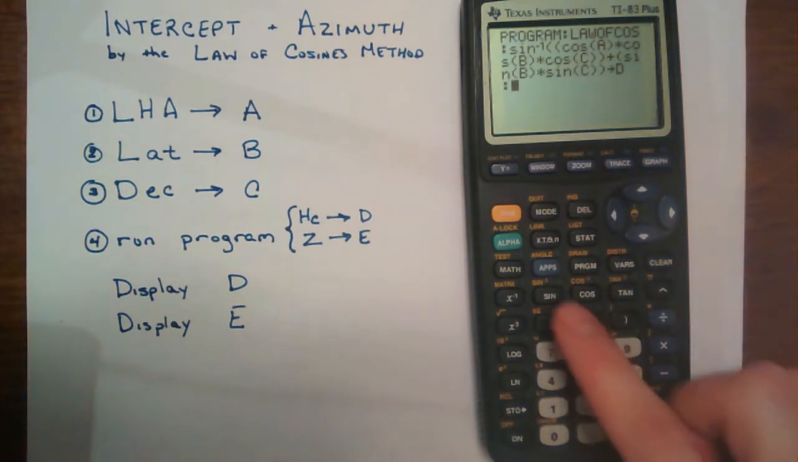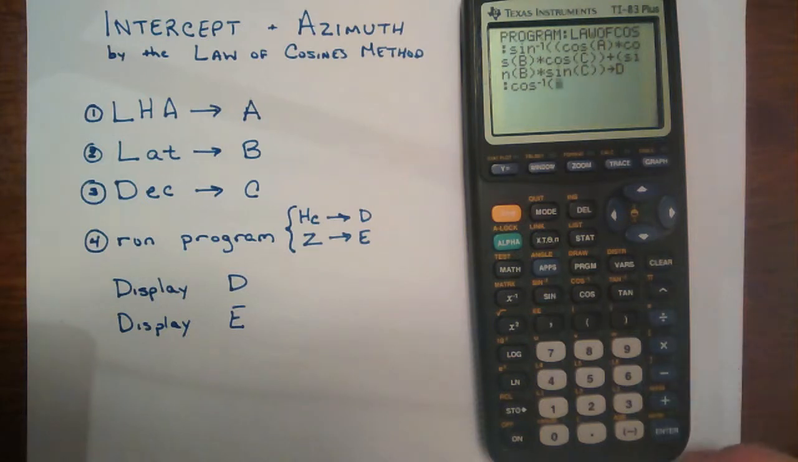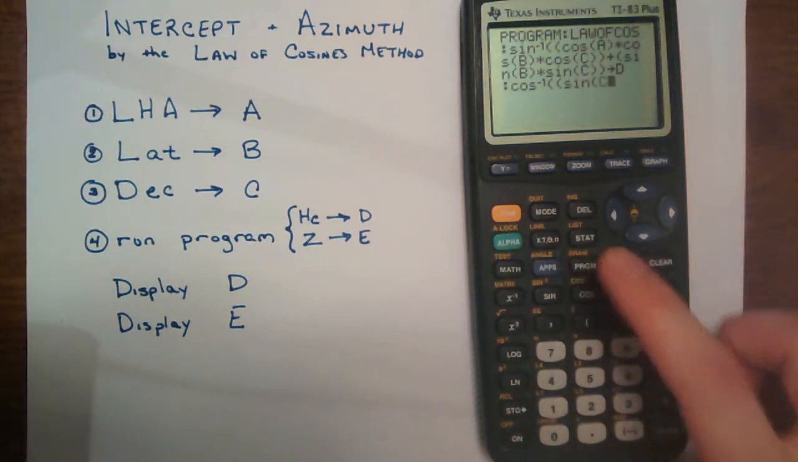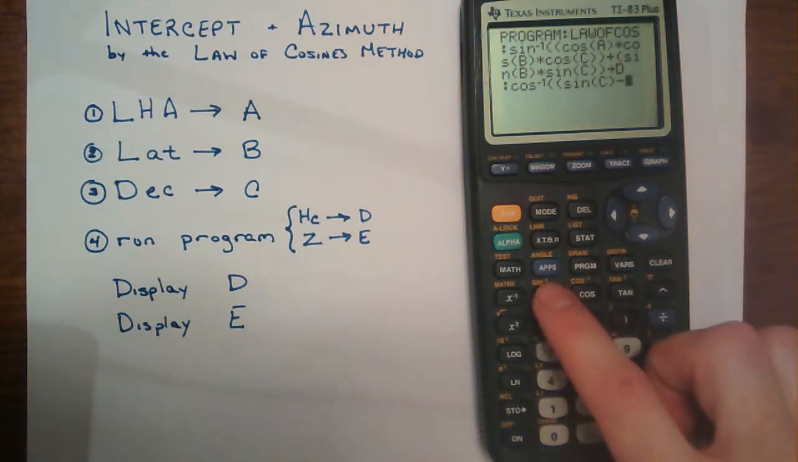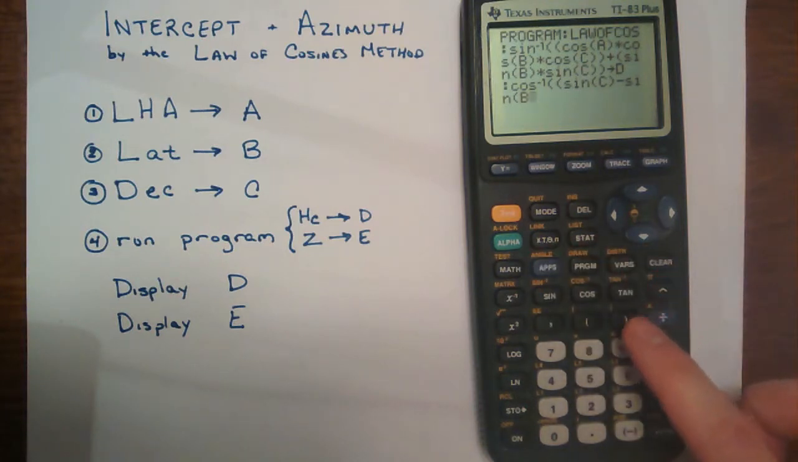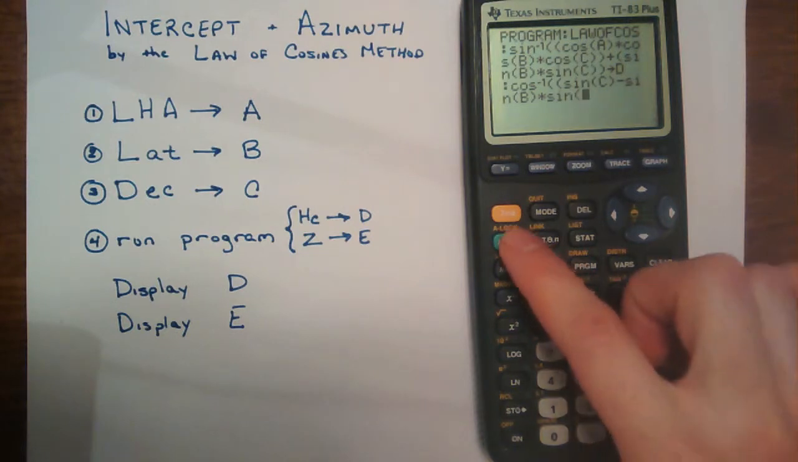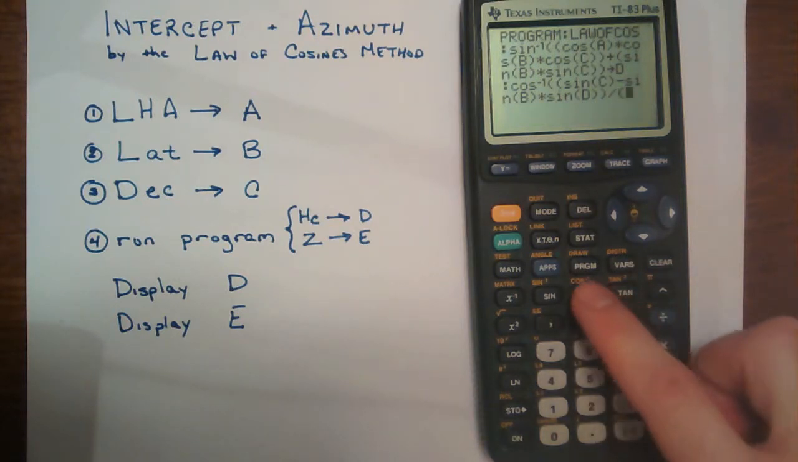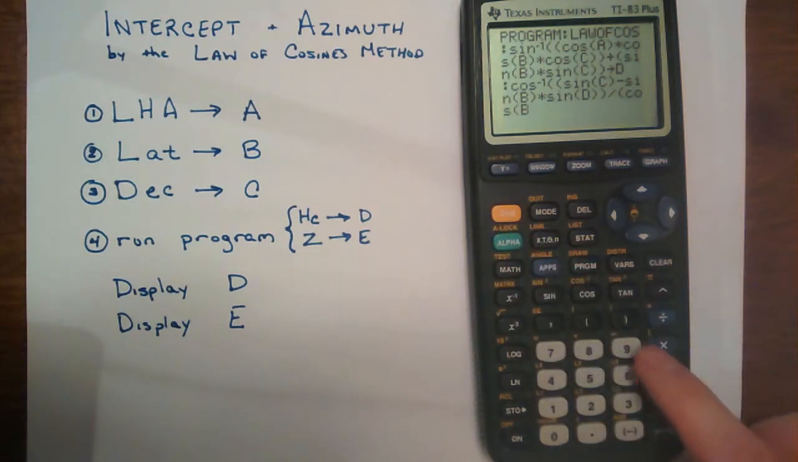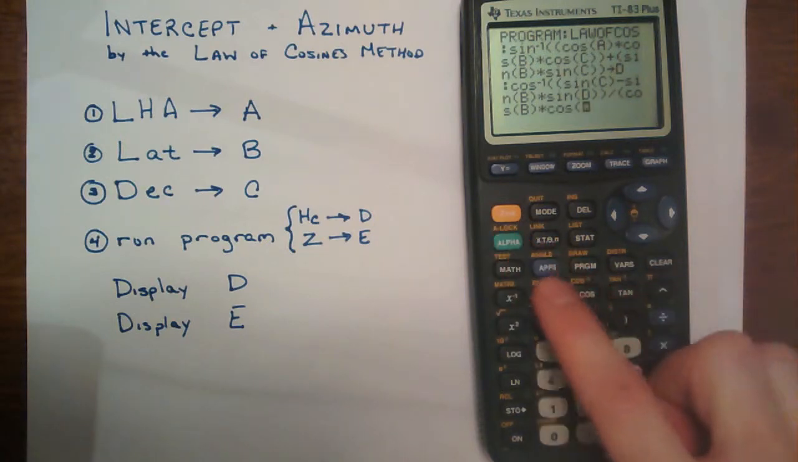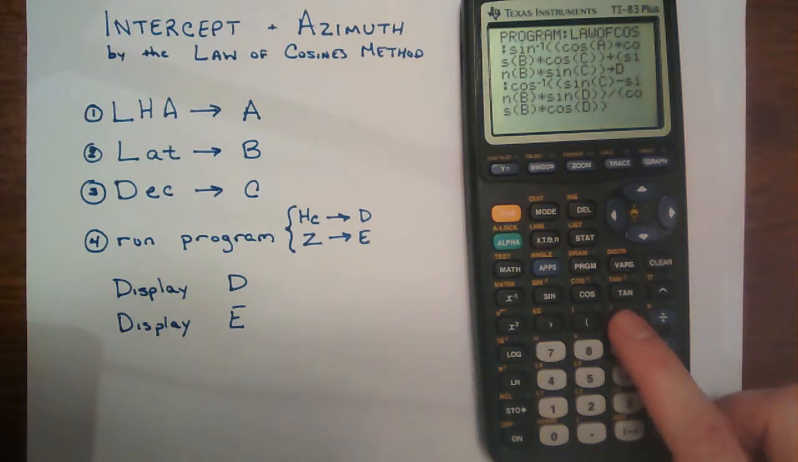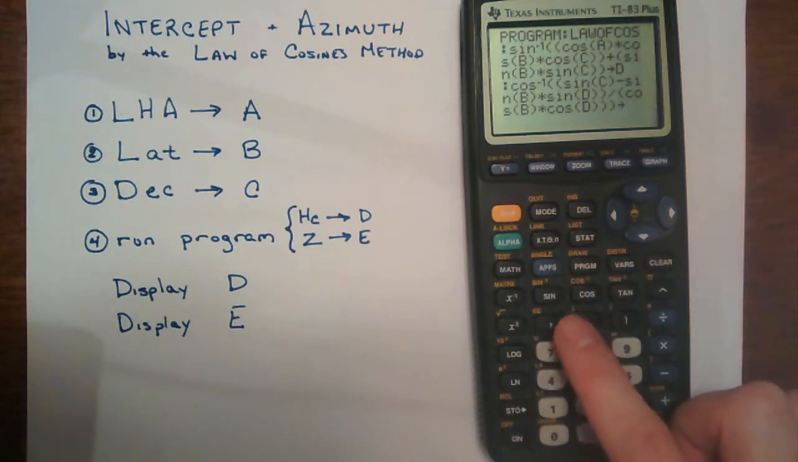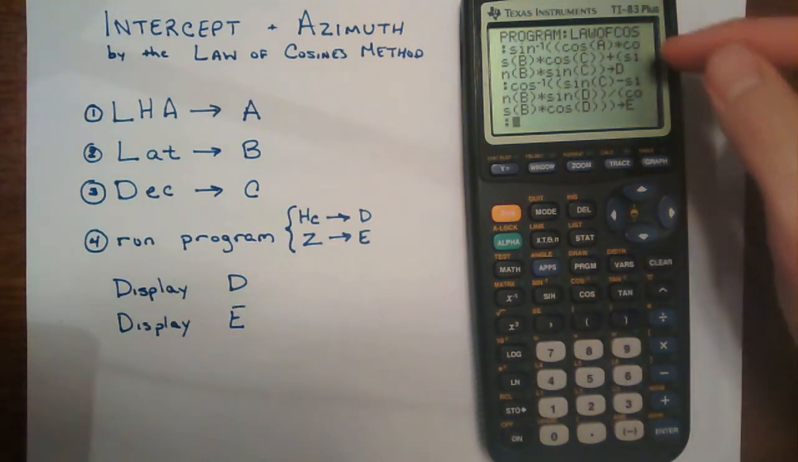Hit enter. Now for our second formula. Second cosine will give us the inverse cosine or the arc cosine. Open another set of parentheses. Sine alpha C, close parentheses, minus sine alpha B, close parentheses, times sine alpha D, close parentheses, close again, divided by, open parentheses, cosine alpha B, close parentheses, times cosine alpha D, close, close, close, and now we want to store this in alpha E. Hit enter. We've now calculated what HC and what Z are and stored them into D and E.